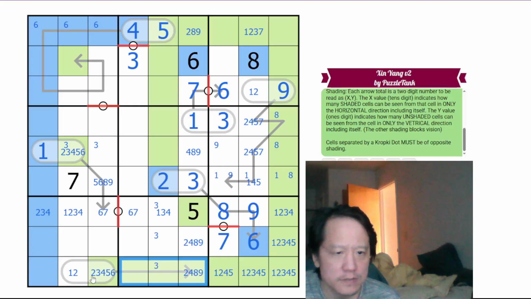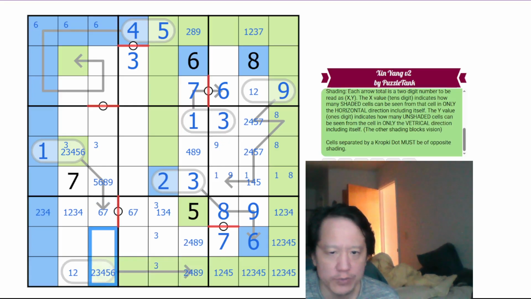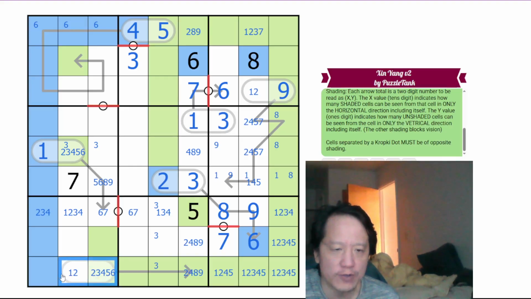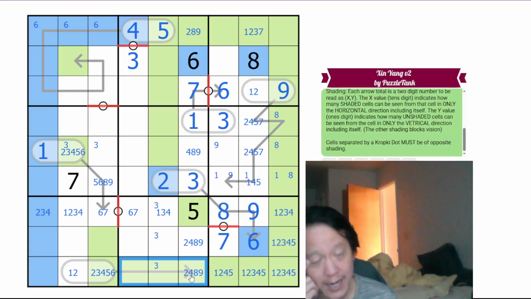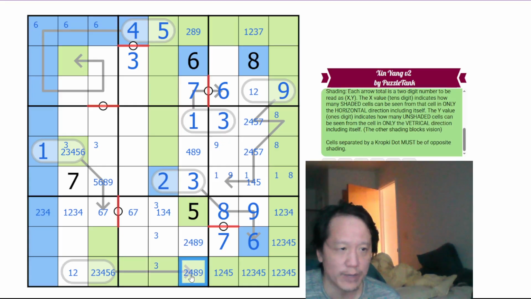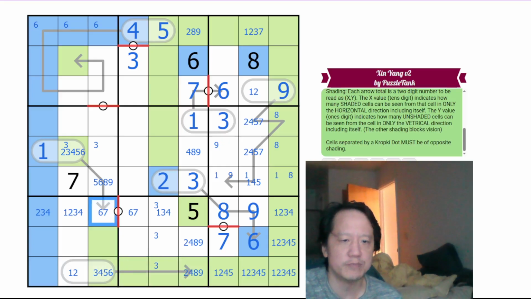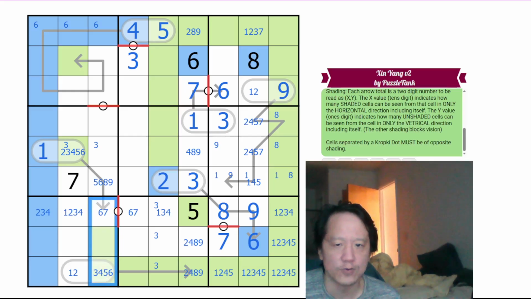Okay, so this is not 1, so it must be green going this way. Can this be 12? If we have 12 here, that would force this to be 3, 4, 5 as a triplet because there's no 1, 2 here. That would mean this is 6, 7, 8, 9, which is not going to work because that adds up to, at minimum, 21. So this cannot be 2 here. So this must be seeing 3 greens in the vertical direction. So this is green, which makes this blue.